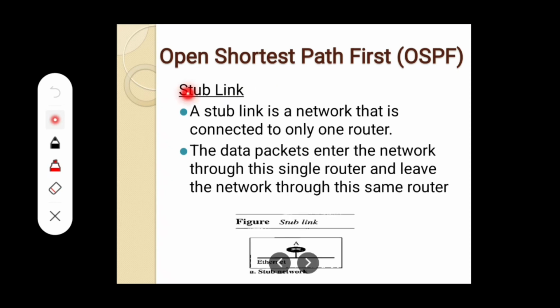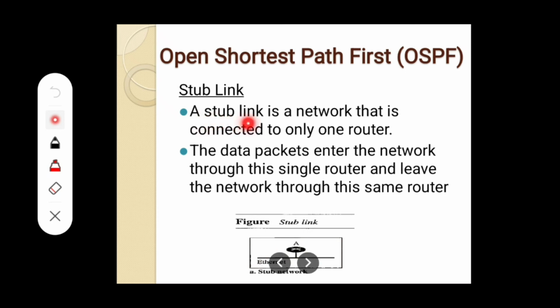Next is the stub link. A stub link is a network that is connected only to one router. So there will be only one router available in that network. Data will be entering through this router and reaching this Ethernet. Then if data wants to leave, it will be leaving only through this router. So stub link means there is only a single router connected to a particular network.